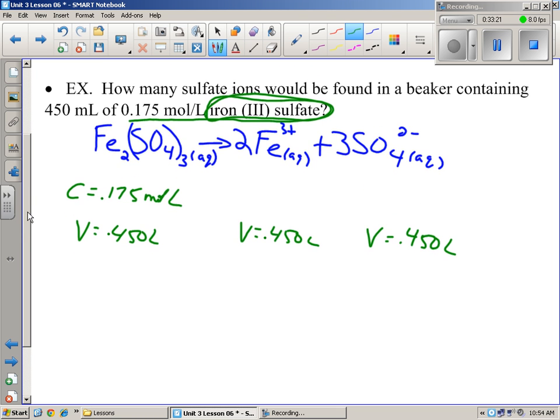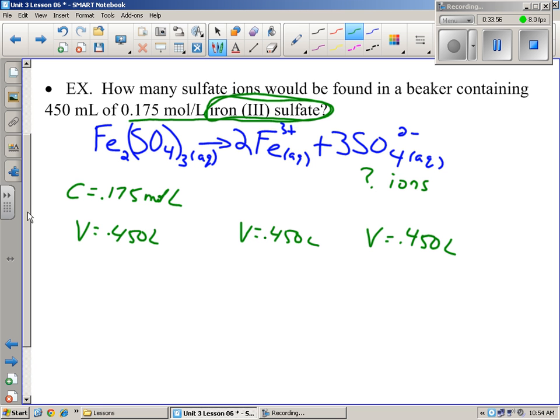You know, right away, I don't know if you guys noticed, but look, C and V, I could find N. That's probably a good thing to do, because that's what we're going to be moving around. Ultimately, what do we need to find? How many sulfate ions are in the beaker containing this? It says how many sulfate ions. I'm only concerned about sulfate ions. Do I have iron 3 plus ions? Sure I do. I don't care, okay?